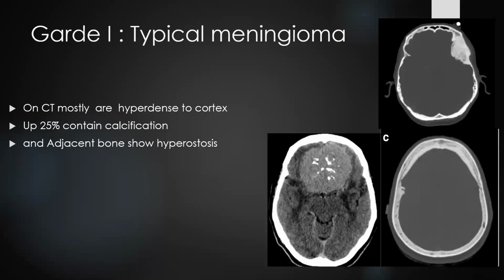Cortex. Up to 25% contain calcification, and adjacent bone shows hyperostosis.